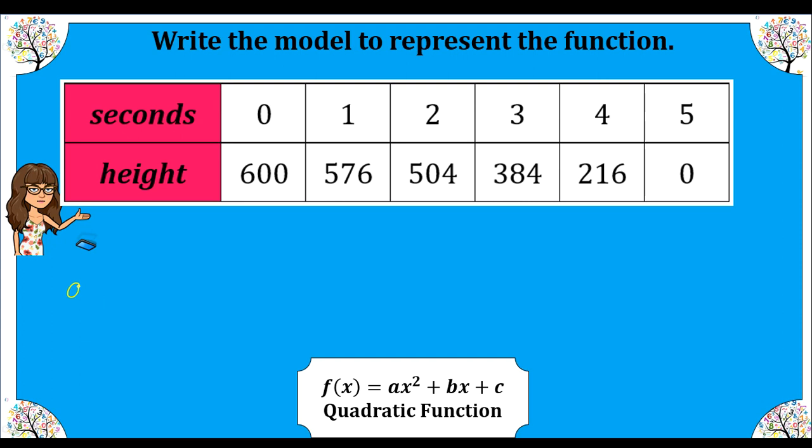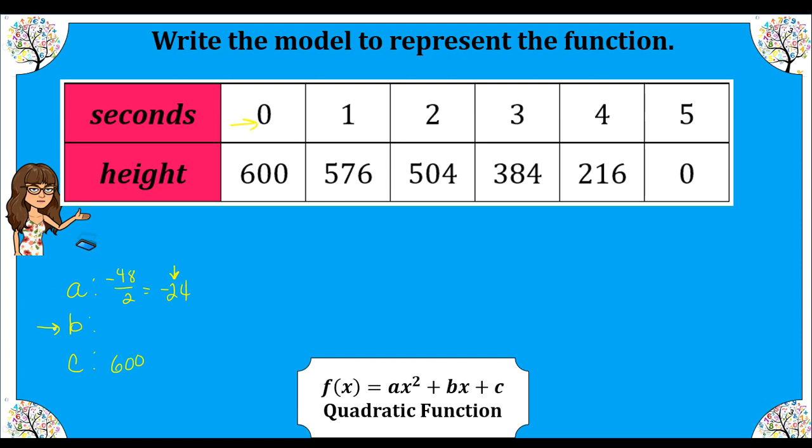Okay, so we have an A, a B, and a C. Our A value was negative 48 divided by 2. So that gives me negative 24. So this is my A value. My C value is when x is 0. It's your y-intercept. So that is 600. So now we just need to find the B value.